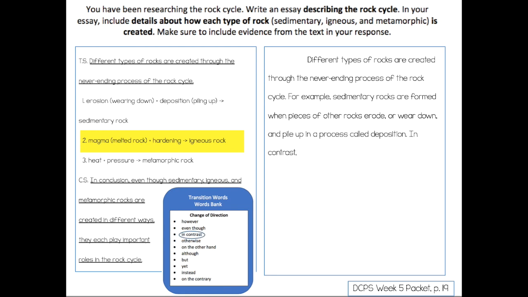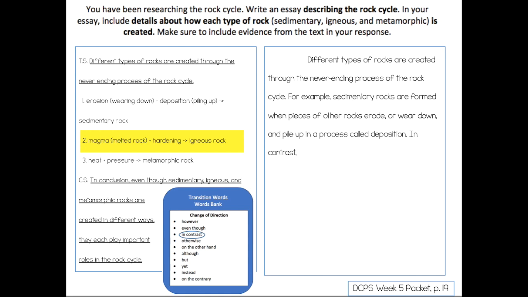In my exemplar, I'm going to use the phrase in contrast. So you can see I wrote in contrast, and I used a comma afterwards because we always use a comma after our transition phrase. Now, we need to convey our notes that the hardening of magma creates igneous rock in a complete and interesting sentence.